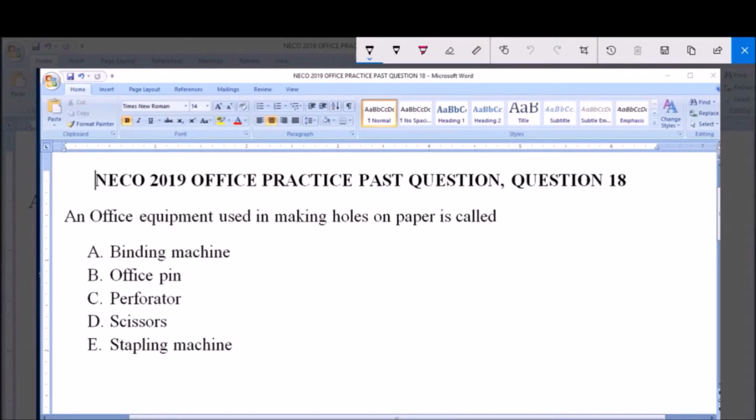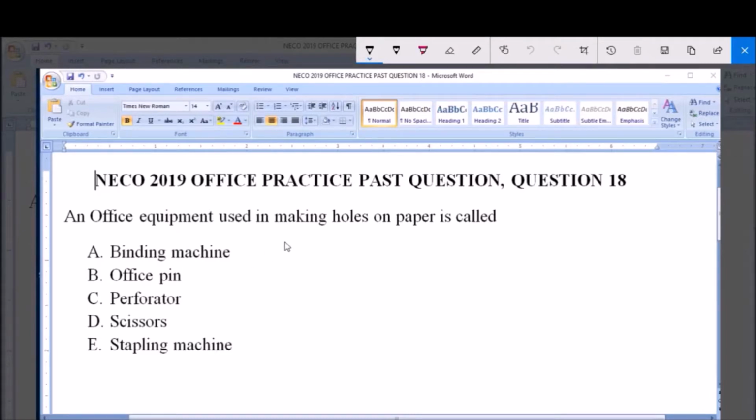An office equipment used in making holes on paper is called: A. Binding machine, B. Office pin, C. Perforator, D. Scissors, and E. Stapling machine. Now let's check the uses of each of these machines so we can ascertain which of these is the right answer.